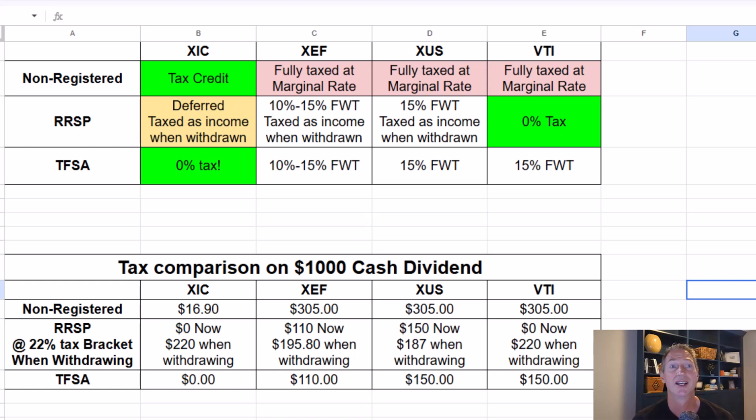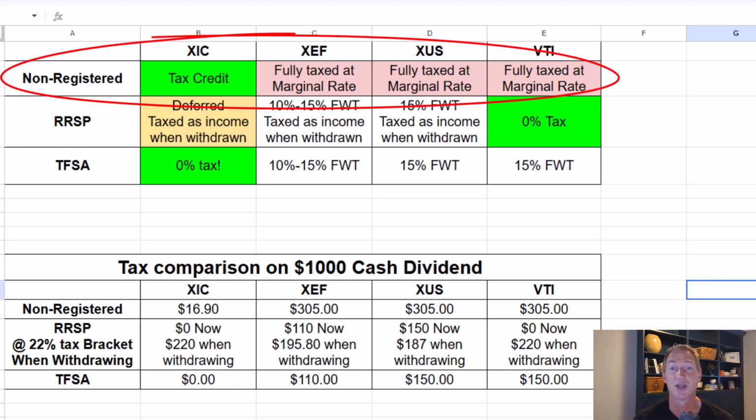So you can see here, these are the three ETFs that I generally invest in: XIC for my Canadian portion, XEF for my international portion, XUS for my US portion, and VTI for a US portion as well. That's in USD currency. I'm in no way recommending these ETFs. It's just what I happen to use. So in a non-registered account, XIC has that tax credit we just talked about, and the others just get taxed at your marginal rate. So I would be taxed at 30.5% for any of those foreign dividends.